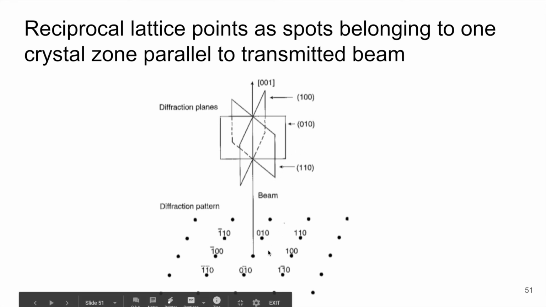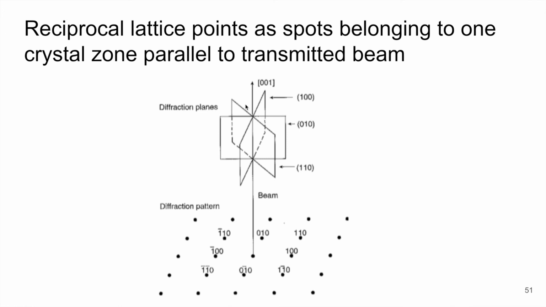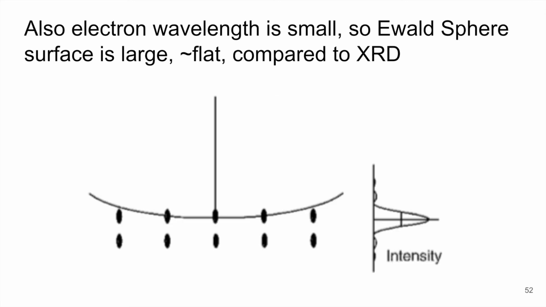And so we wouldn't expect others in this pattern if they're not members of the zone. So that's why we introduced that zone law, because that's very important for diffraction. So orientation really matters. And so we have to keep that in mind when we're looking at these patterns.